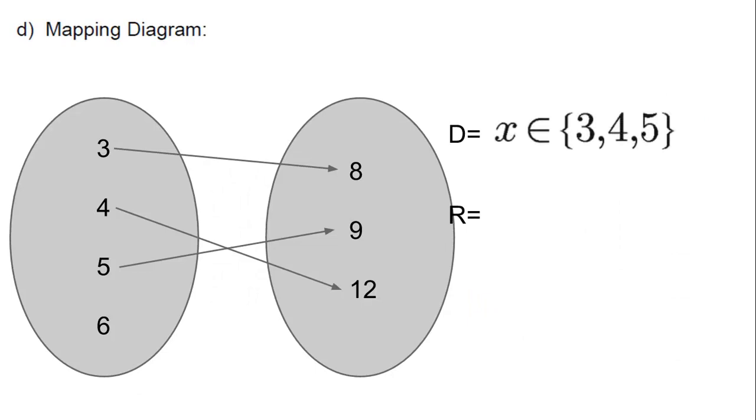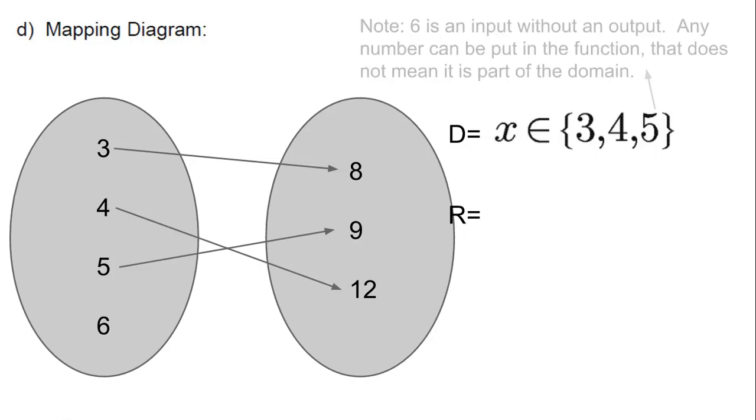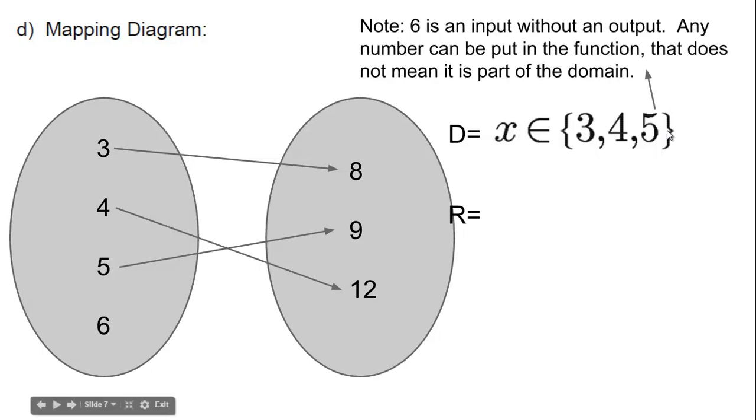In a mapping diagram, we say that x is an element of just these 3 numbers. So we could say integers between 3 and 5. That's a lot of writing for just writing 3 numbers. We note that the 6 is not part of the function. It's an input. It doesn't have an output.